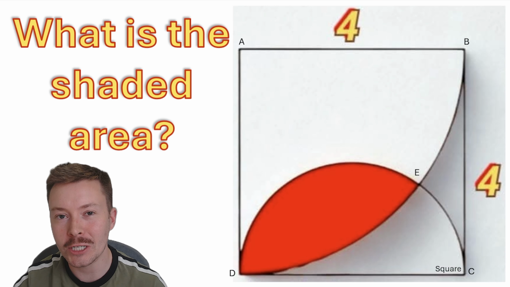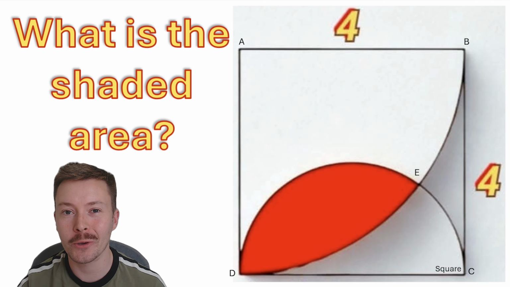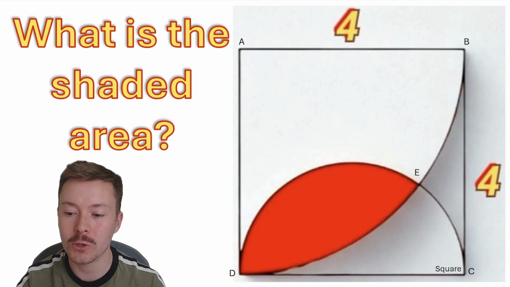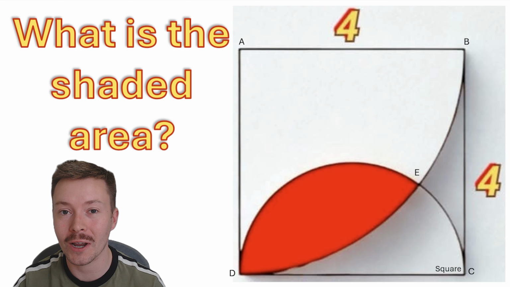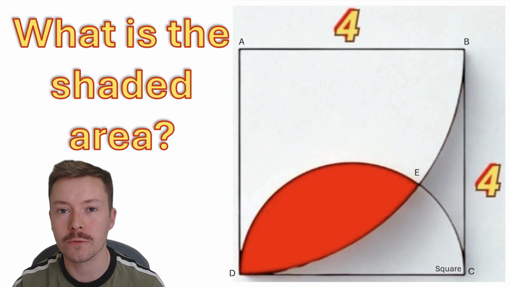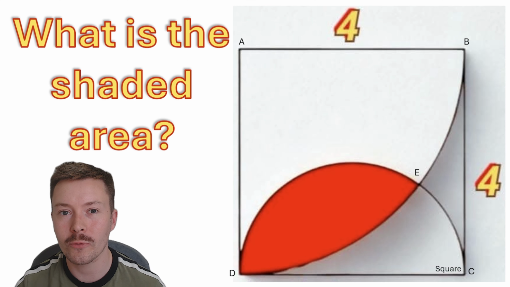This week's problem is an interesting one, I think, and I'm going to show you a neat solution to solve this problem. Now, as you can see, it's all about finding this red area here, made up by two sectors of circles inside of a square of side length 4. We've got a semicircle with a diameter of 4, the width of that square, and we've got a quarter circle with a radius of 4.